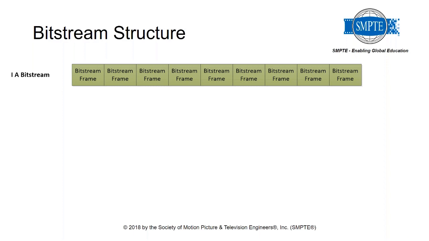These next few diagrams are high-level simplified diagrams just to really show how the bytes are stacked together in a bitstream. The top diagram here shows the bitstream, which is a sequence of bitstream frames. A bitstream frame is composed of a preamble and an IAFrame. The IAFrame stands, of course, for immersive audio frame.